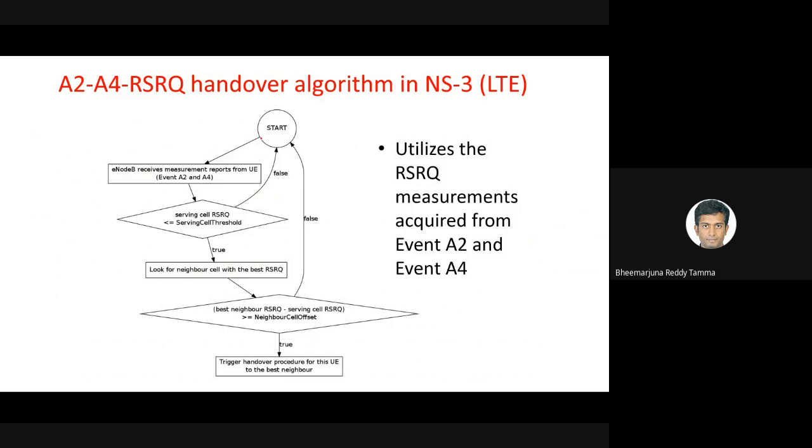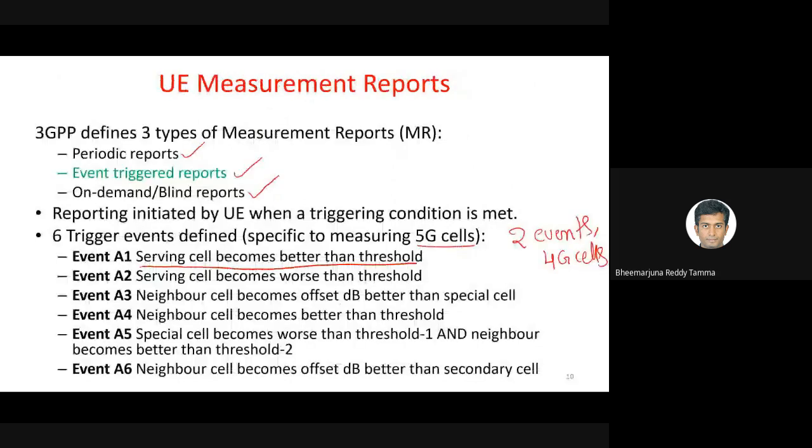This is the first step. The base station is receiving measurement reports from the user equipment. In this case, it has received event A2 and event A4. So what is event A2 and event A4? Come back and see it here.